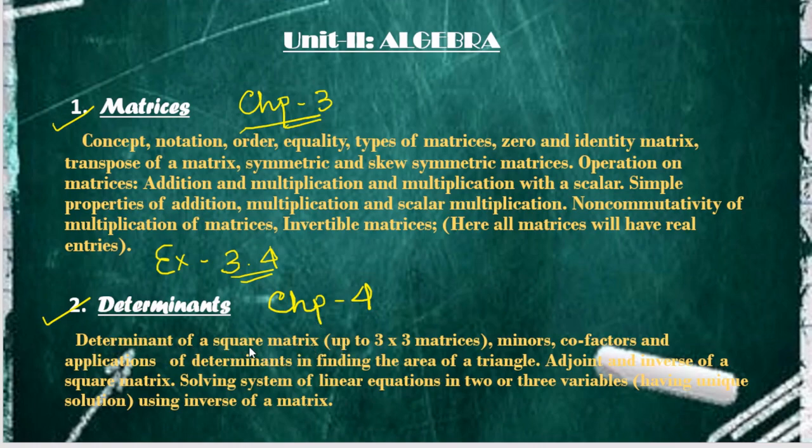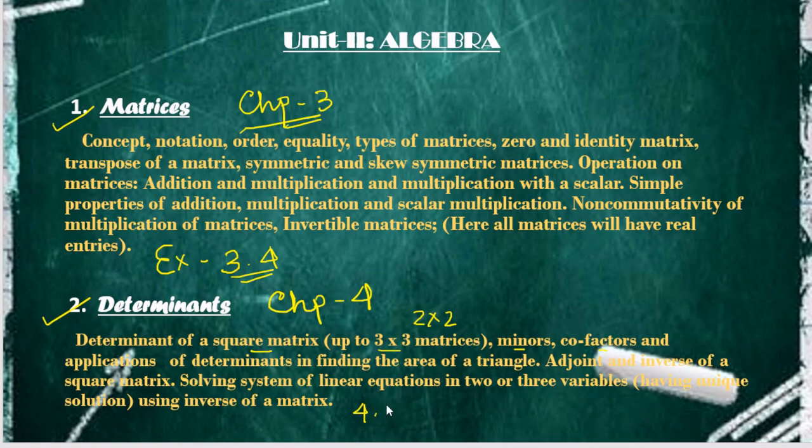So from determinant, we have determinant of a square matrix up to 3 into 3 matrix, that means 2 into 2 and 3 into 3 both. Minors and cofactors. Applications of determinants in finding the area of the triangle, adjoint and inverse of a square matrix, solving a system of linear equations in 2 or 3 variables. Properties of determinants has been removed.